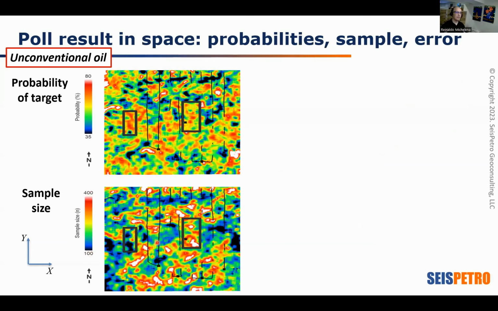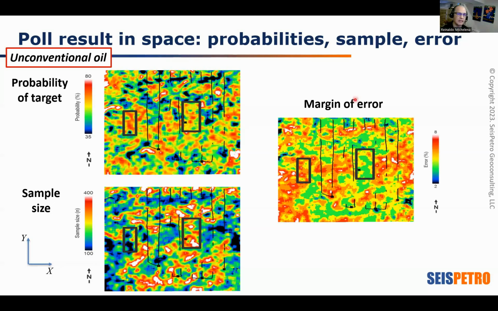And then when we combine these 2 results using a formula that I will show in the next slide, we get the margin of error. The margin of error is just a quantity that we add or subtract to the probabilities that are being estimated. So for instance, if the probability in this map is, let's say, 40%, and the margin of error is 2%, that means that the range of possible probabilities will be between 38 and 42%.